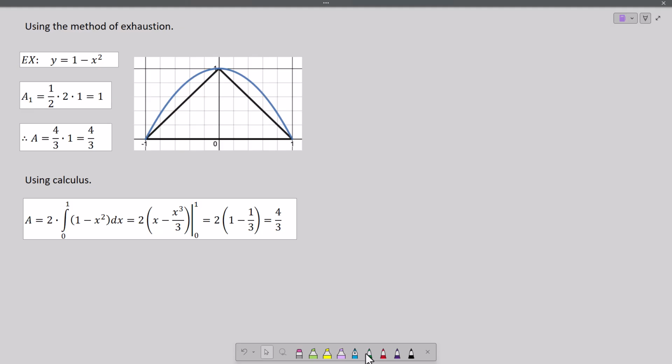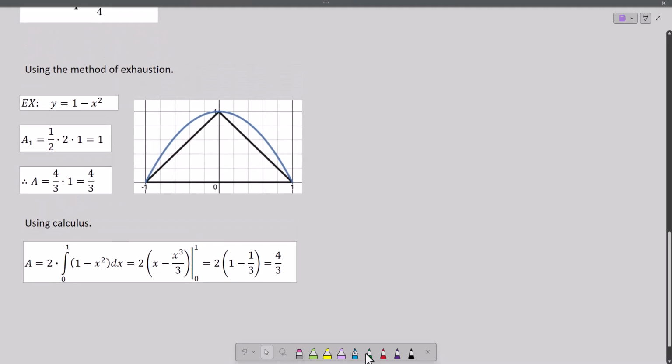Well, let's go to Calc 1 and double check. We can find the area by integrating the function, and I use symmetry. I said, let's integrate from 0 to 1, and then double it. Well, of course, we're going to get the same exact area, 4/3. So the interesting thing is that these infinite series are often going to have applications for problems that you could do a different way.